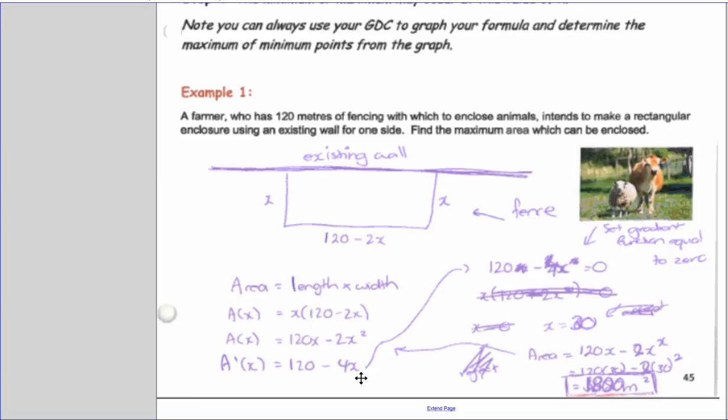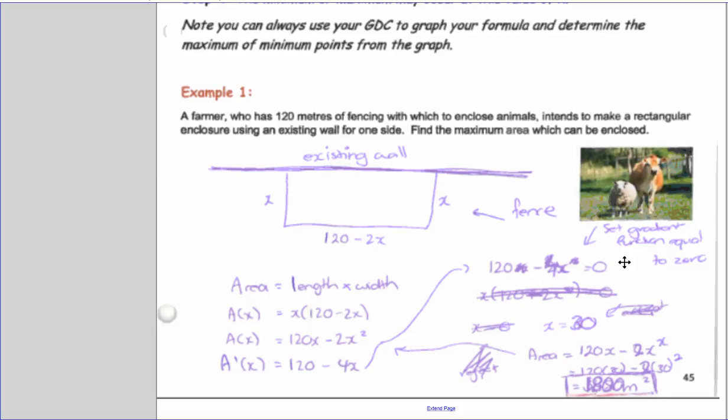And remember, at a maximum area or a minimum area, you set this calculus function, the gradient function, equal to 0, because at a maximum or a minimum, the gradient's always equal to 0, and this is a function that represents the gradient. So we know what the gradient is at 0. So you would write, you probably can't see what I've written here, 120 minus 4x. I by accident wrote the original function. Write the gradient function, 120 minus 4x equals 0.